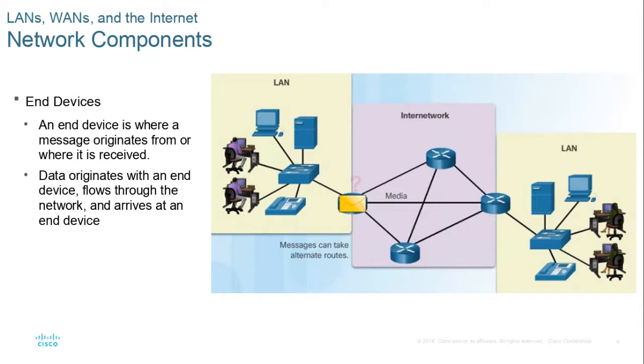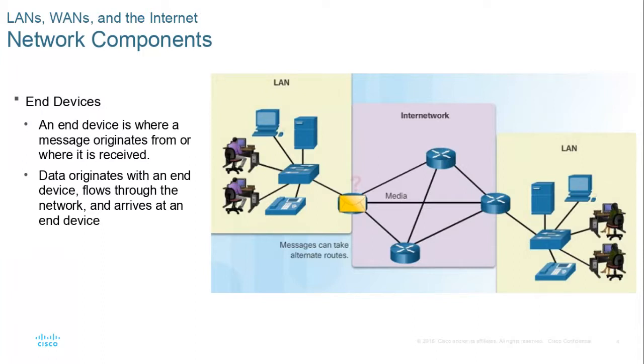So data originates from some end device, like when you click on a web link. It flows through the network, through the intermediary devices, such as routers and switches. And eventually that little packet will arrive at an end device. If it's a server, clients request services, and servers fulfill these requests for services, and you'll get an answer back. You'll get that web link that you clicked on. So end devices transmit and receive data. And he says here, messages can take alternate routes.